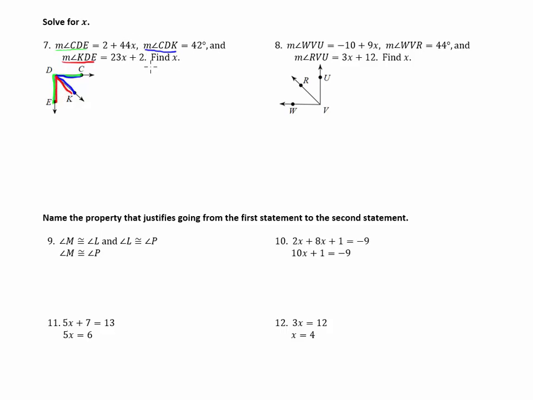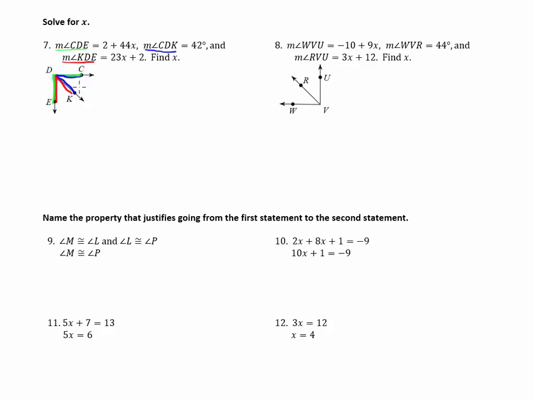So we need to find x. Somehow we need to come up with an equation that involves the x, with something equal to something else. And if we look at this picture, we can see this through the angle addition postulate. The blue angle here plus the red angle will give us the green angle. So let's write that out.